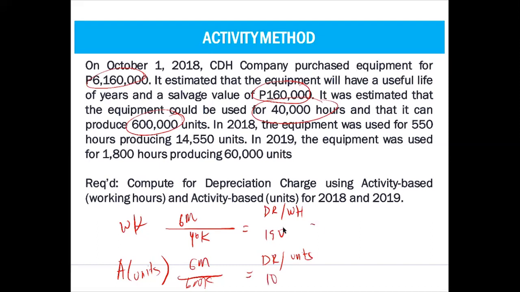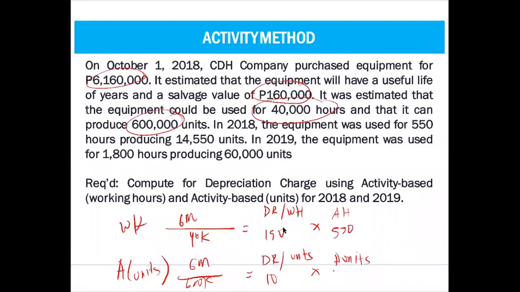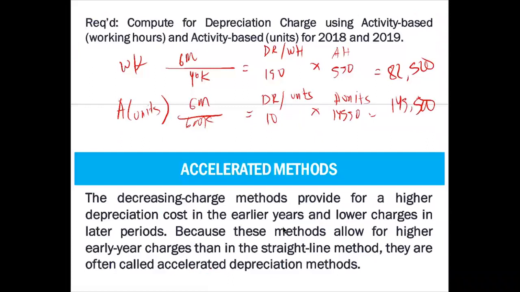You just multiply it to your actual hours and your actual units. So the actual hours for 2018 is 550. Actual units is 14,550. So 150 times 550, we have 82,500. 10 times 14,550, we have 145,500.